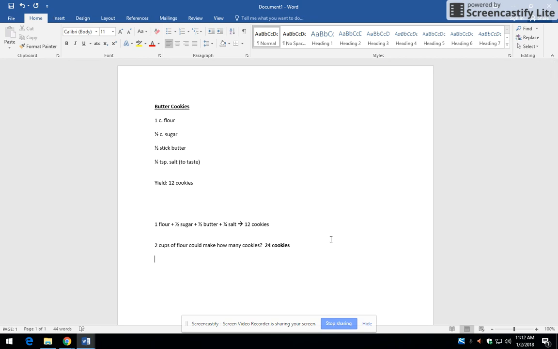How many cookies could I make if I had a 1/4 cup of sugar? If I only had a 1/4 cup of sugar around, and I had as much as I needed of everything else, a 1/4 cup of sugar could make how many cookies? Answer that, and answer the same question for if I had 2 sticks of butter.